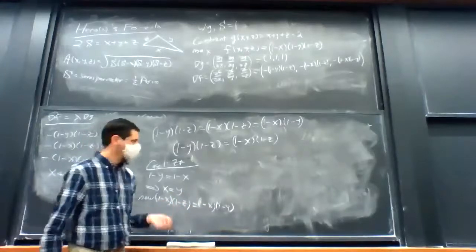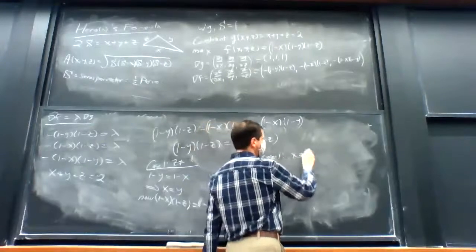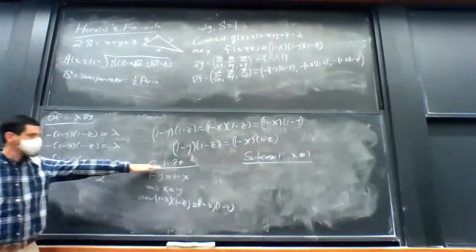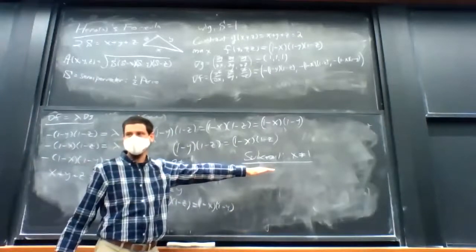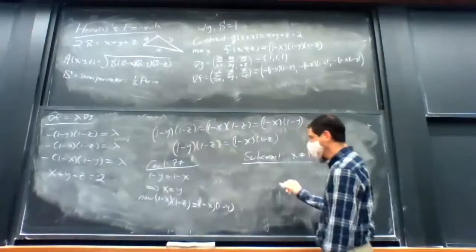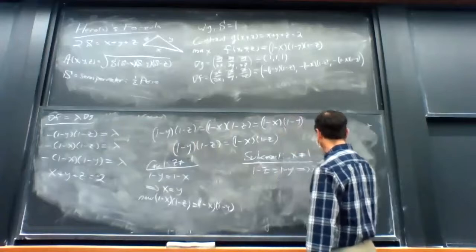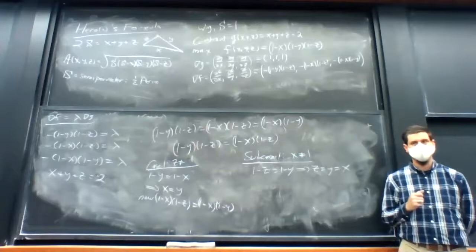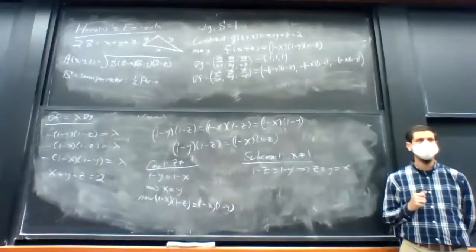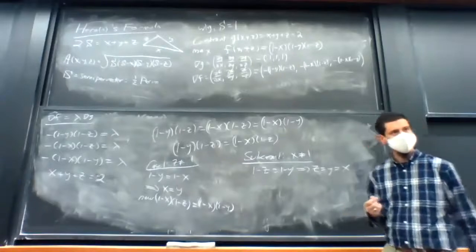X doesn't equal 1. So now we have subcase 1, x does not equal 1. So we're in case 1, z is not 1. And now we're in subcase 1 when x doesn't equal 1. If that's the case, then we get 1 minus z equals 1 minus y, therefore z equals y equals x. Okay. What's the other case we have to do? What subcase we have to do?